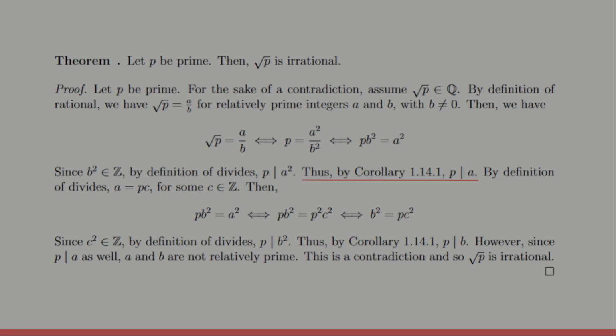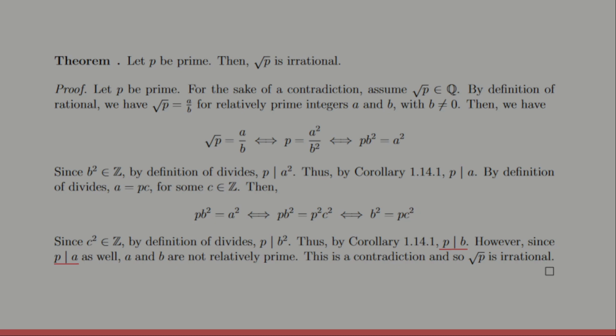Thus, a is a multiple of p, and we can rewrite it as p times c for some integer c. We can then go back and substitute this into our equation. We end up with p on both sides. Then, because p is non-zero, we can divide both sides by p. Just as before, we have that p divides b squared by the definition of divides, and of course, by our corollary, p divides b. And so we arrive at our contradiction, since p divides both a and b.